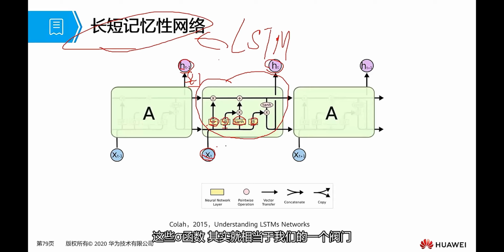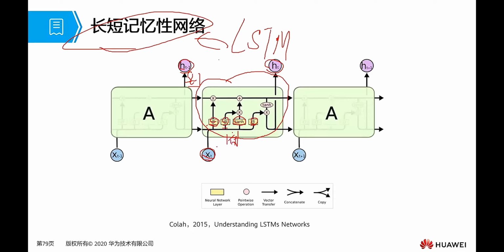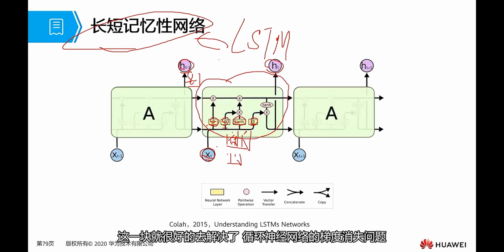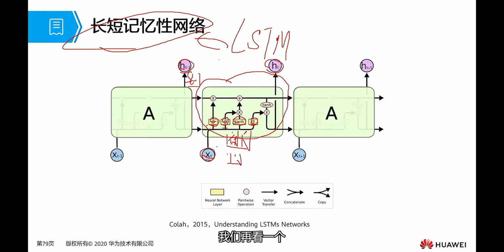We have seen many sigmoid functions and tanh functions. These sigmoid functions actually act as gates. It is doing a gate operation, which means allowing some information to enter and flow to the next step for further computation, while excluding other information from entering. This effectively addresses the gradient vanishing issue in our recurrent neural network.